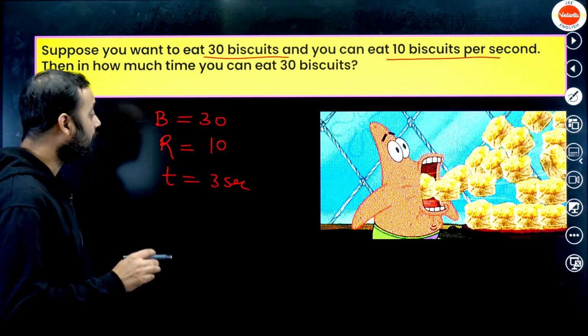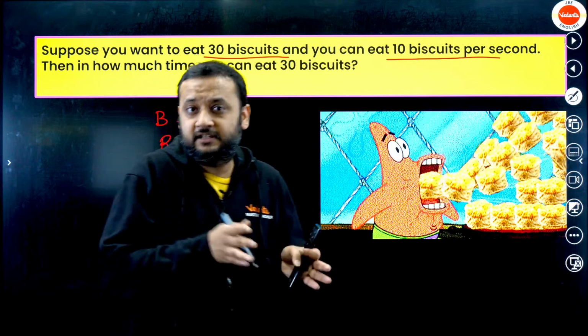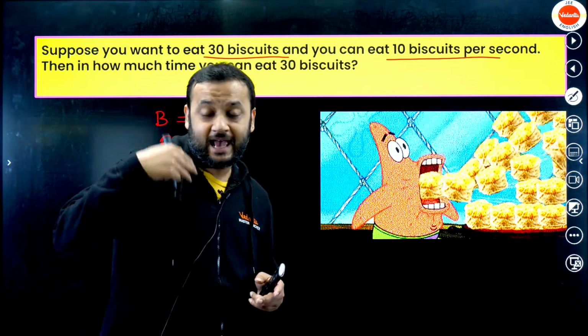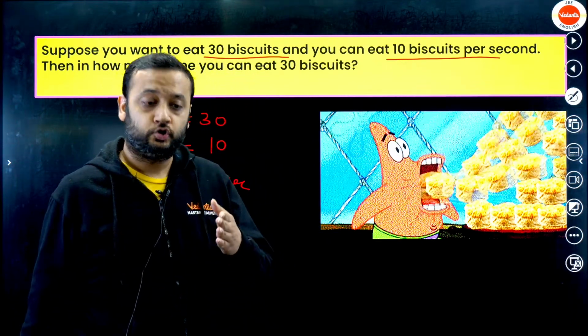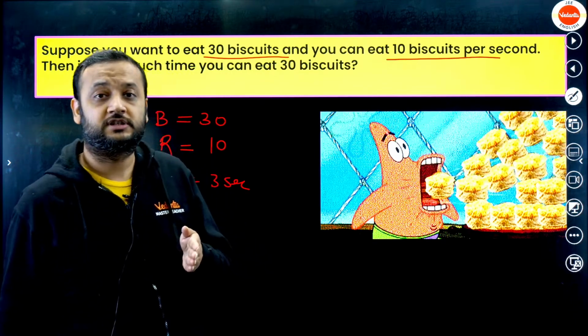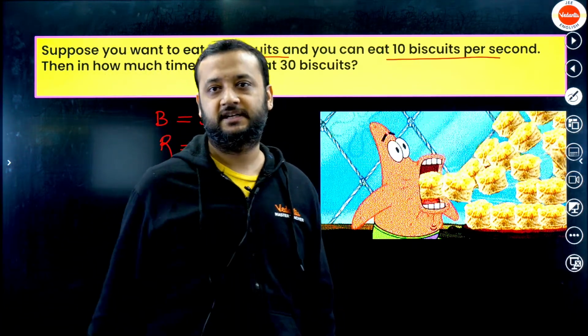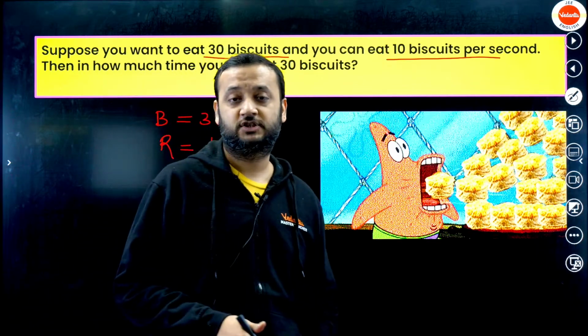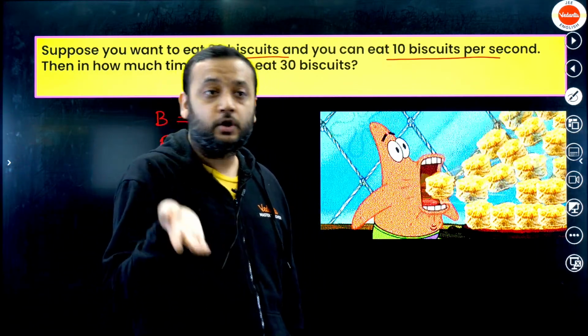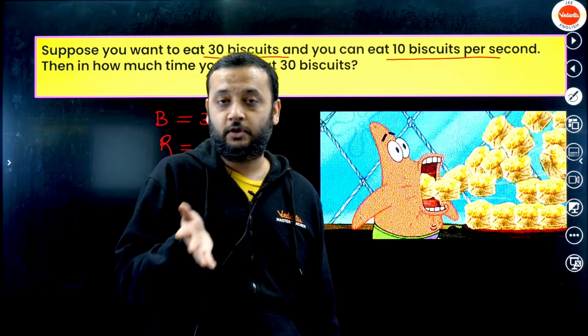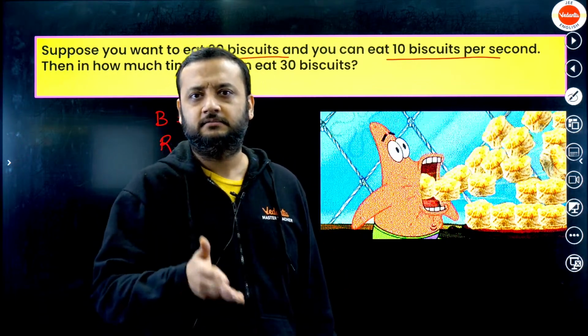Okay. Now relate this with acceleration and velocity. Suppose you start from zero velocity and you want to achieve the velocity of 30, and acceleration is 10 meter per second square. So in how much time will velocity become 30? Simple, 30 by 10, that is 3.